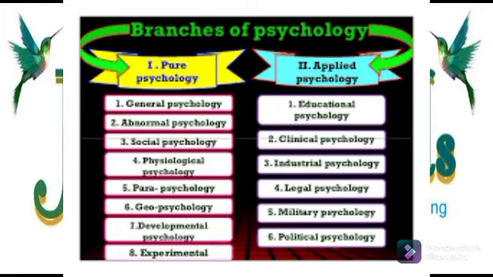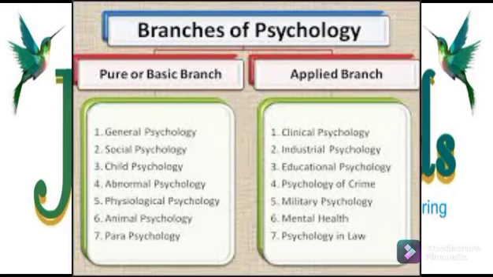Now, the fifth one is animal psychology. This branch deals with the behavior of animals. Many psychological experiments are conducted to know the functioning of our mind, and they are done on animals initially. So experiments based on animal behavior have been a reason to understand human behavior also. The next one is abnormal psychology. This branch deals with various disorders and psychological abnormalities.